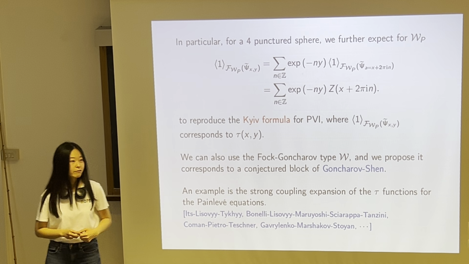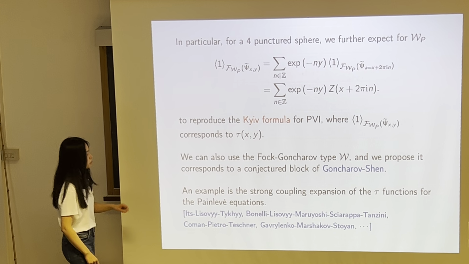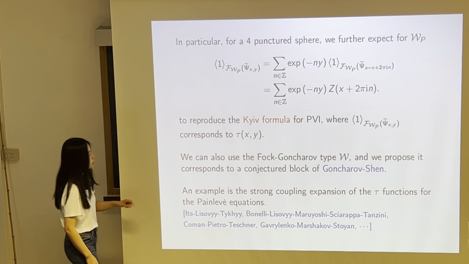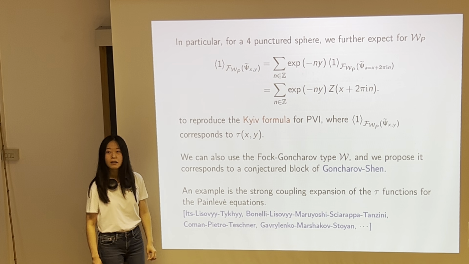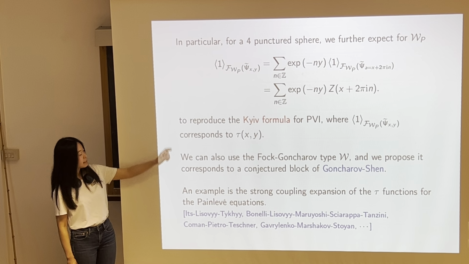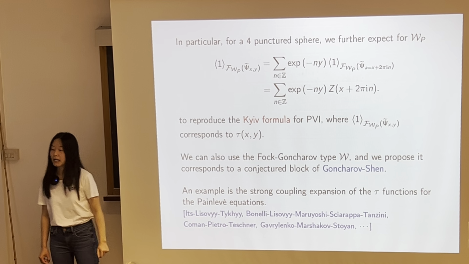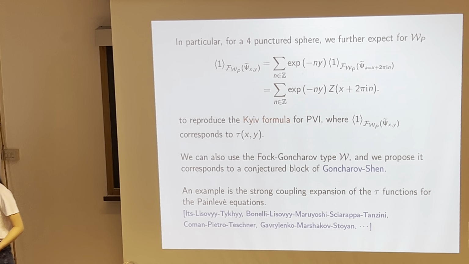And now, maybe you have already recognized, we want to explain this Z tilde XY as the tau function. And in this case, this formula is just producing this kind of Kiev formula expression of the tau function. And the example I have shown here is actually for the four-punctured sphere. So we expect that this kind of expression should give us the Kiev formula for the Painlevé VI equation.